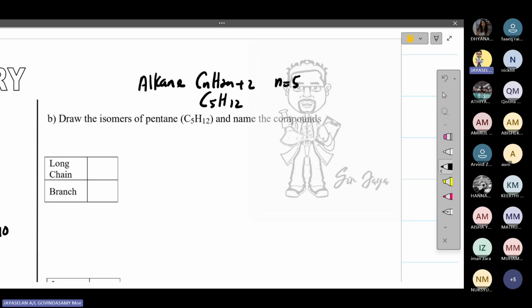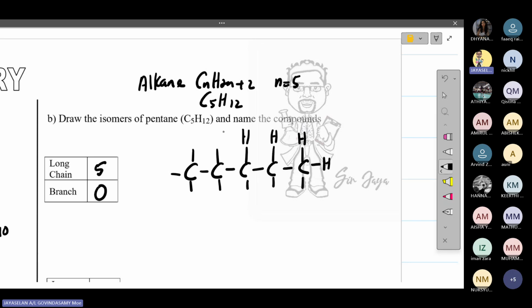If they ask you to draw all the isomers, you must do what? Buat macam ni. First always start long chain 5, branch 0. Bila you buat rangka macam ni, easy for y'all, you akan dapat systematic, you akan dapat semua dengan betul. So I do what? All same. 5 carbon, no branch. Each carbon must have 4 bonding. Ingat, each carbon mesti ada 4 line. 1, 2, 3, 4, 5, 6, 7, 8, 9, 10, 11, 12.